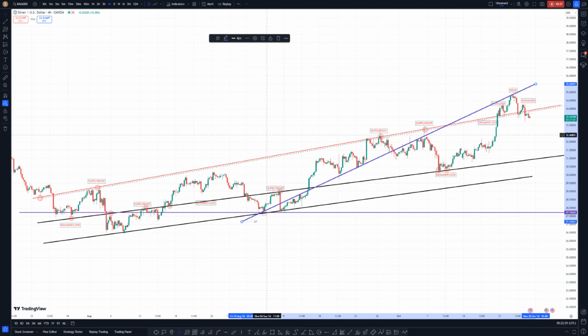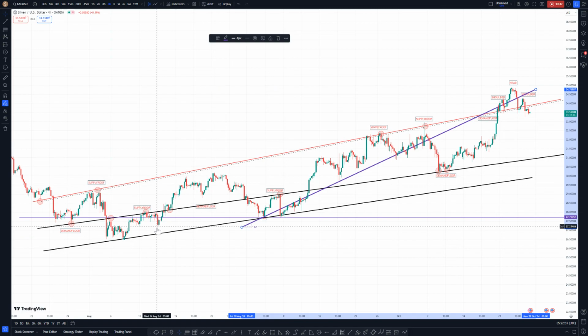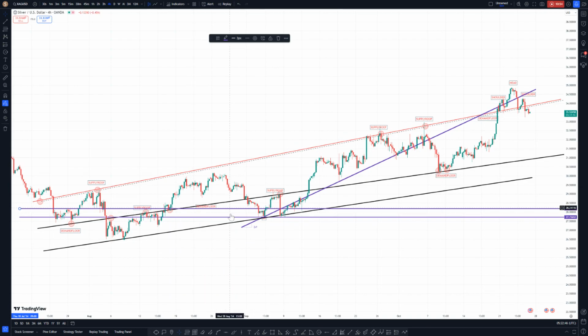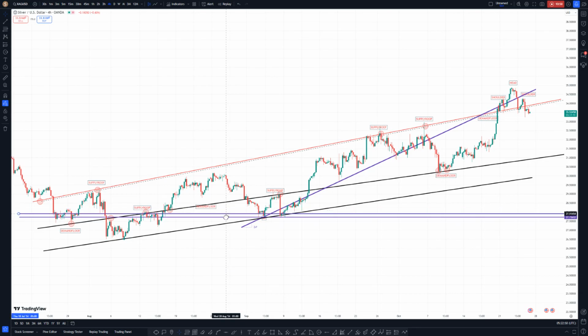Let's use purple. So it makes a whole lot of sense. We can see that the horizontal support structure meets an ascending trend line. That gave us a double confluence and prepared a pathway for an uptick for silver.